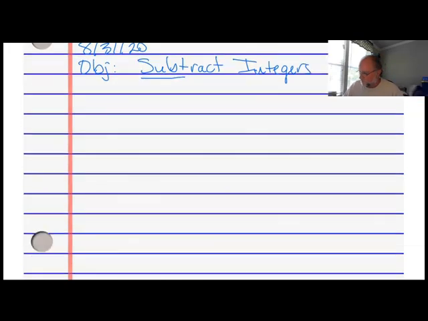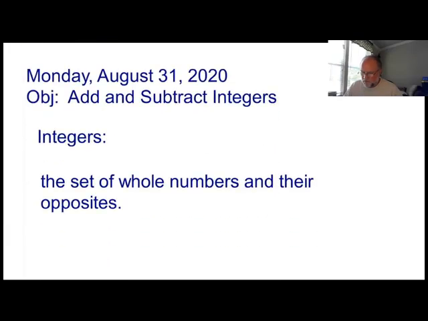Okay. So let's review what we talked about the other day, on Friday. Okay, so you'll see in the objective here it says adding and subtracting. So we're going to review addition first, and then we're going to go into subtraction. So let's first talk about integers though.